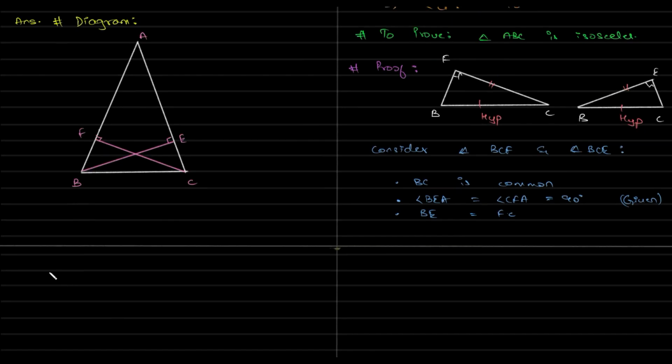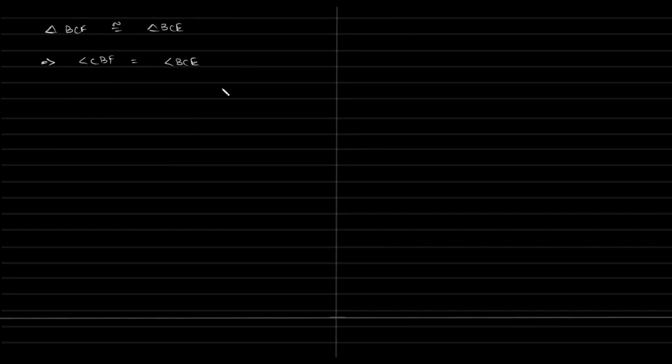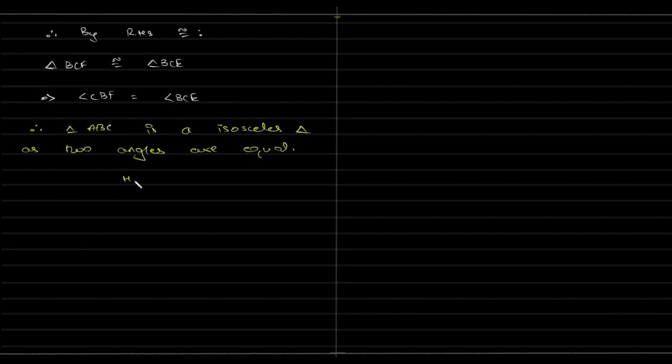So what can you tell? Therefore, by RHS congruency, triangle BCF is congruent to triangle BCE. This implies angle CBF is equal to angle BCE. Okay, so basically I just said that this particular angle is equal to this particular angle, and so those two angles are equal, and thus the triangle is an isosceles triangle. Therefore, triangle ABC is an isosceles triangle as two angles are equal. Okay, hence proved.